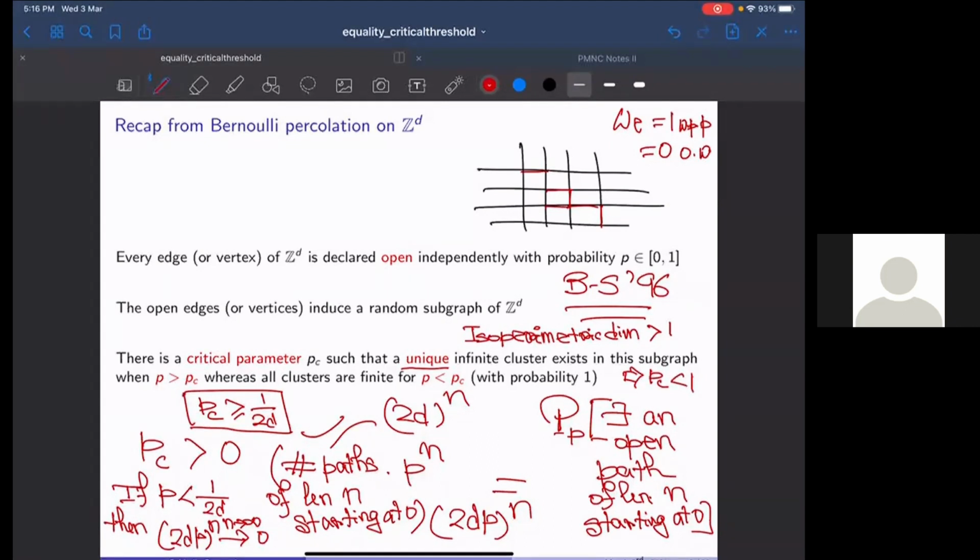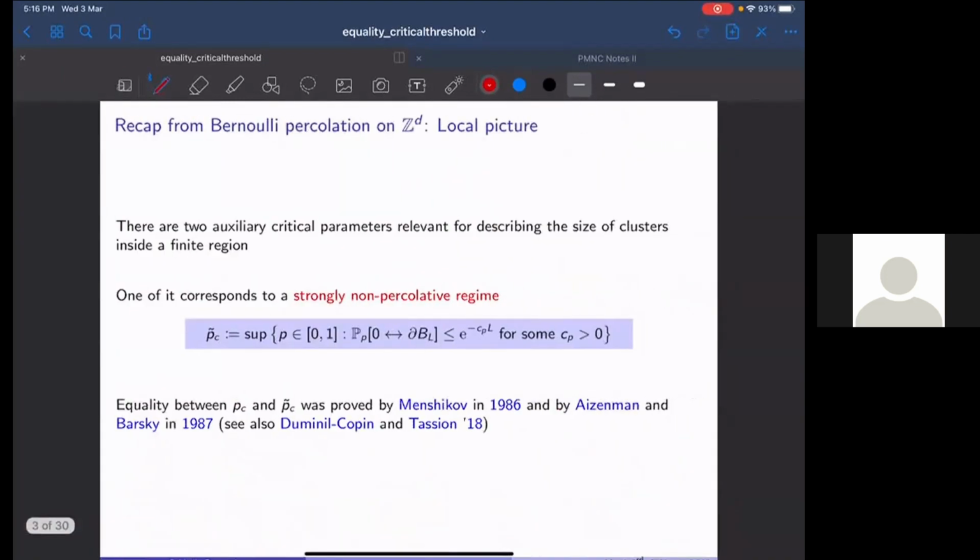Good. Any question on this part? Okay. Right. But as I told you, this is just a coarse picture of percolation. This just tells you whether or not you have percolation for some parameter values and you don't have percolation for other parameter values.